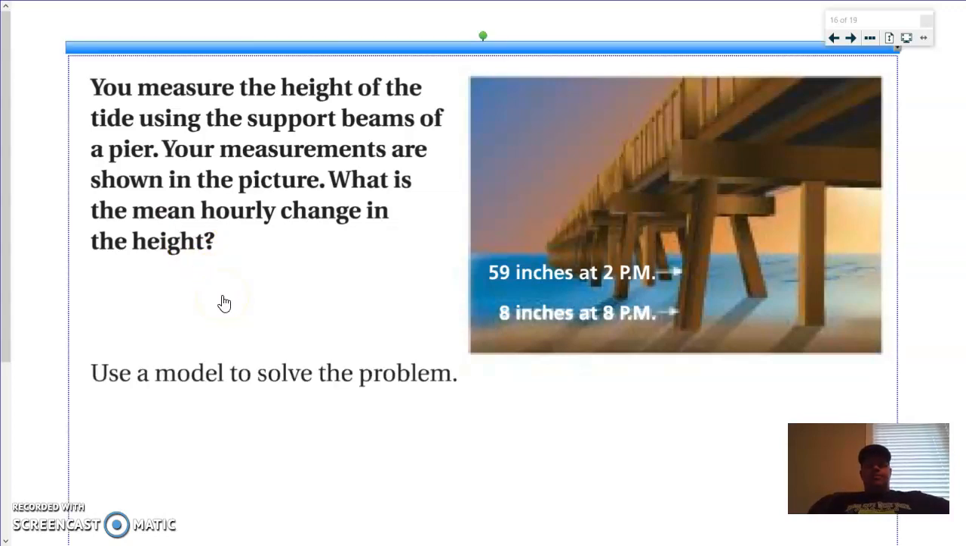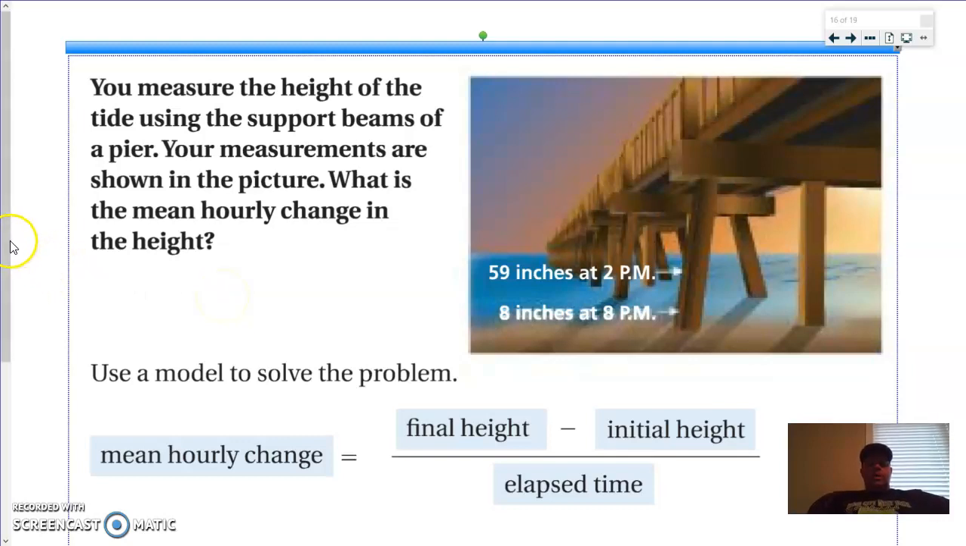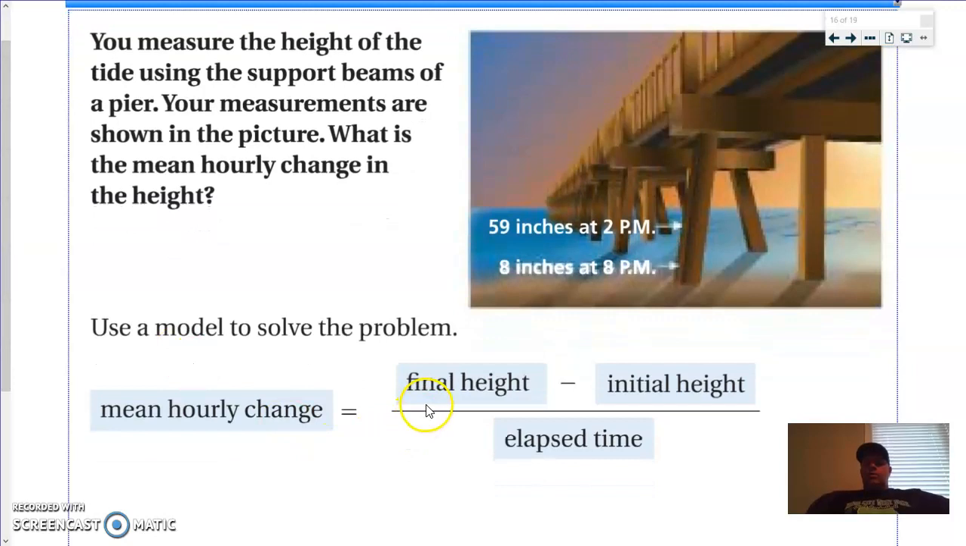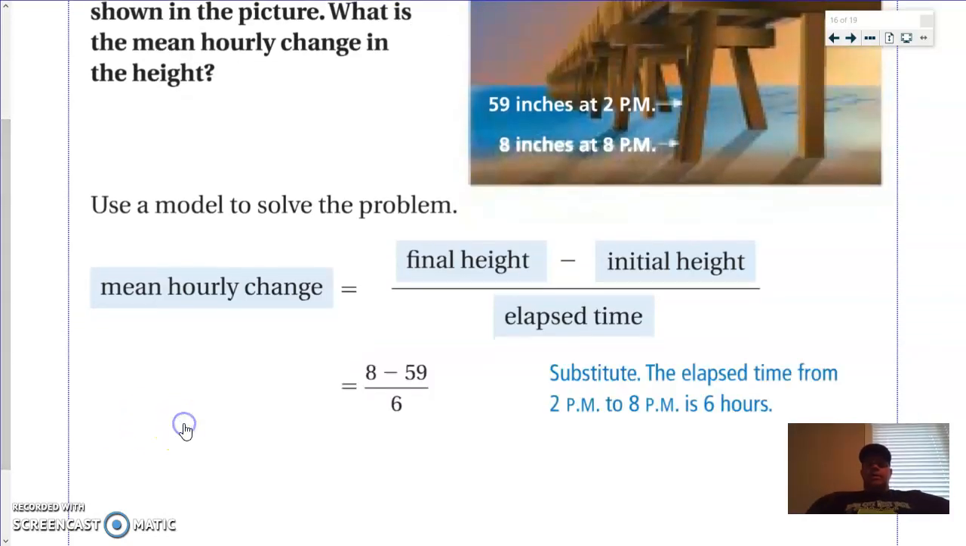So in this case, you can use a model to solve the problem. So mean equals hourly change equals the final height, take away the initial height, over the time. So as we do this, you can see that we were at 8 inches at 8 o'clock. Where it ended, it was at 59 inches at 2 o'clock, and there were 6 hours possible here.